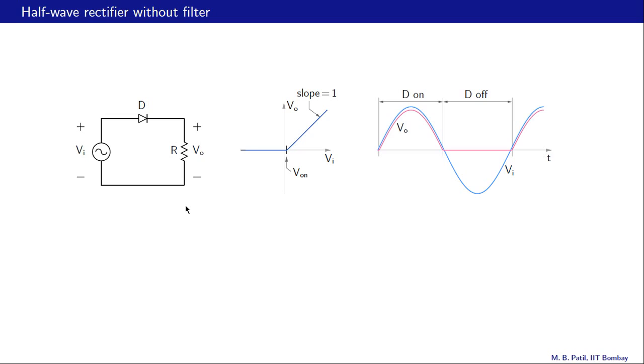Here is a half wave rectifier without a filter. Now this AC source could be the AC mains, or it could be a step down version of the AC mains if we use a step down transformer.